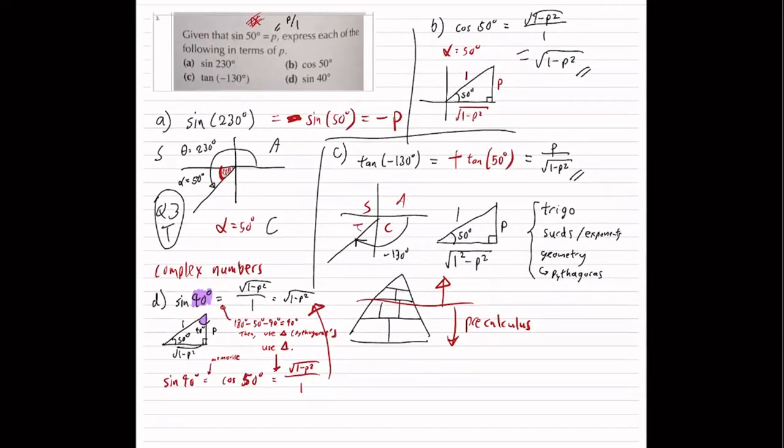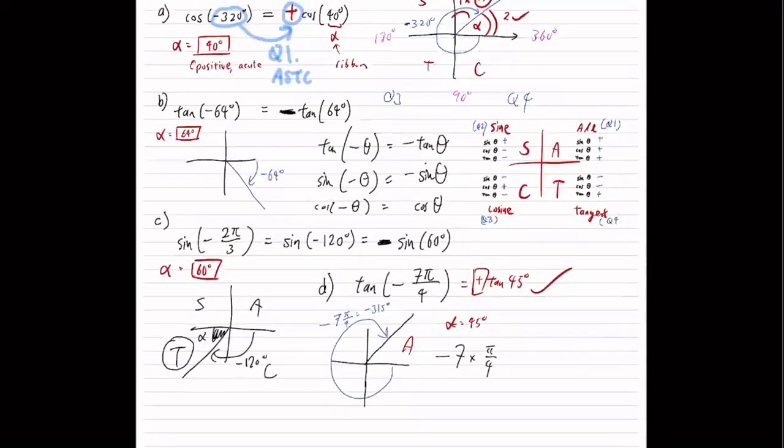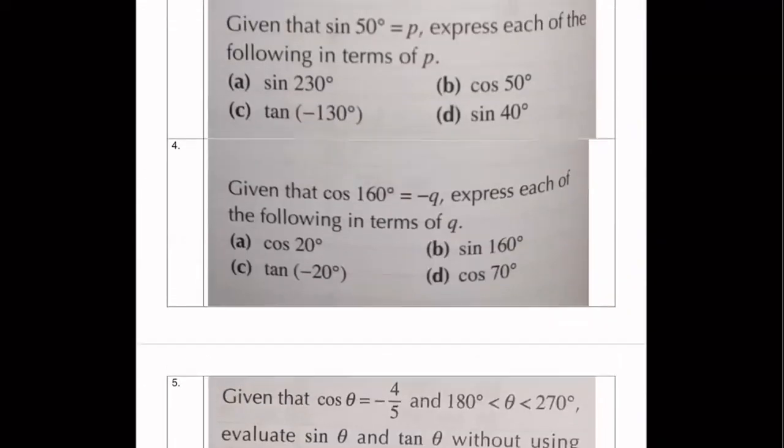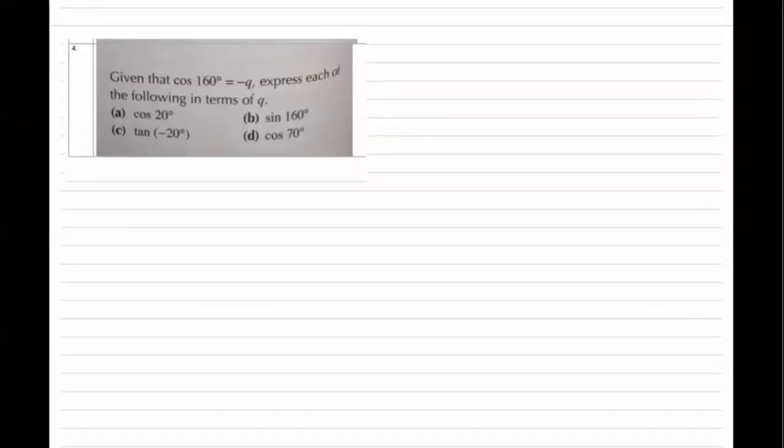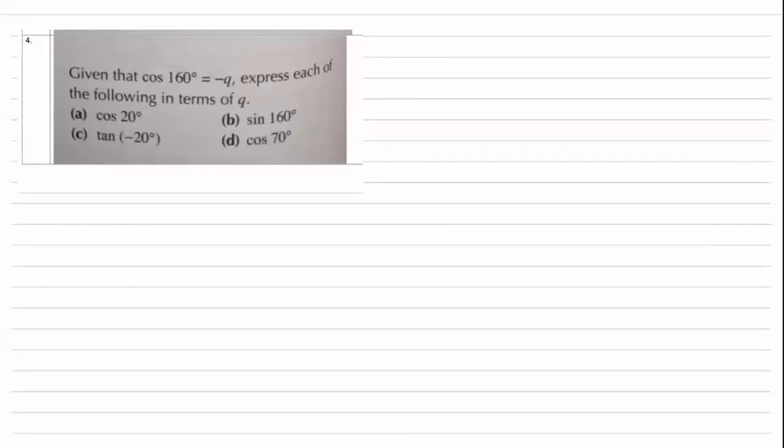Now this is when sine 50 degrees equals P, and you'll realize that 50 degrees is the acute angle. But what if it isn't? What if it gets more complicated? Which is what we have over here. Question 4. So 50 degrees was easy to work with, but now if it's 160 degrees, an obtuse angle, then how? Still can. Just need to use your quadrant and ASTC rules and Pythagoras theorem. So cosine 160 degrees equals negative Q. Express each of the following in terms of Q.